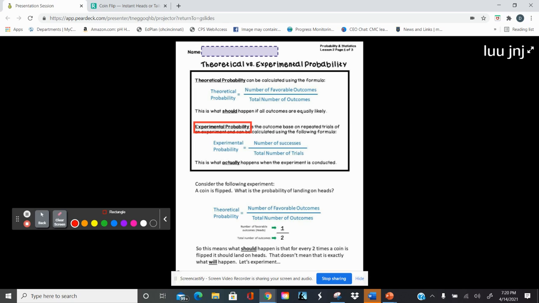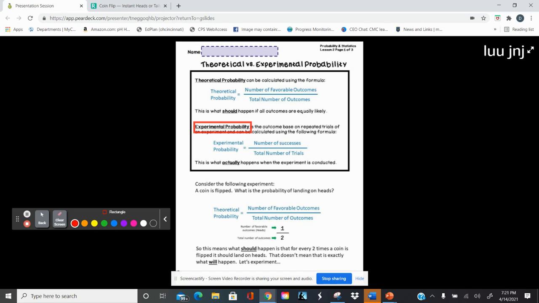Okay? All right. So just to review a little bit, when we are calculating the theoretical probability, there's a formula that we use. And if you can remember, it is the number of favorable outcomes that goes on top, and then the total number of outcomes goes on the bottom. Now, in this type of probability, this is basically deciding what should happen if all outcomes are equally likely.